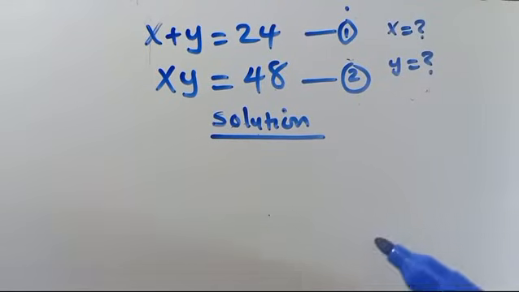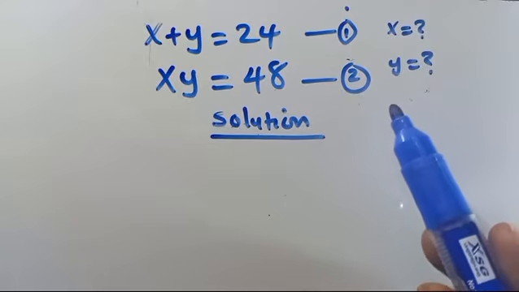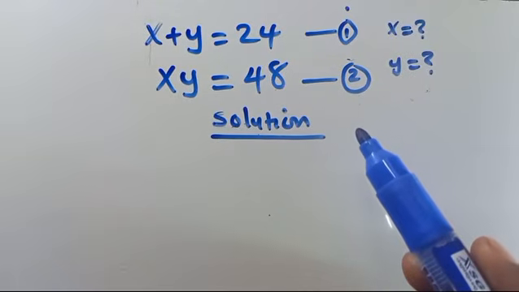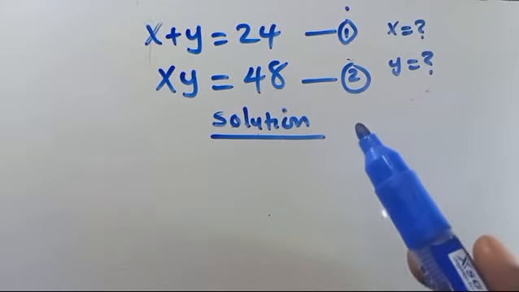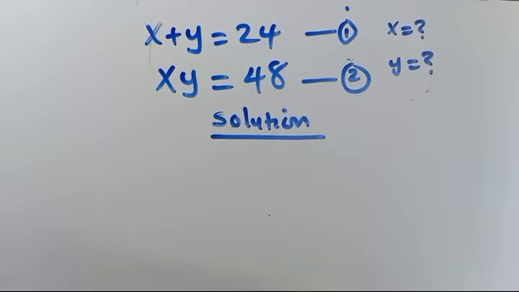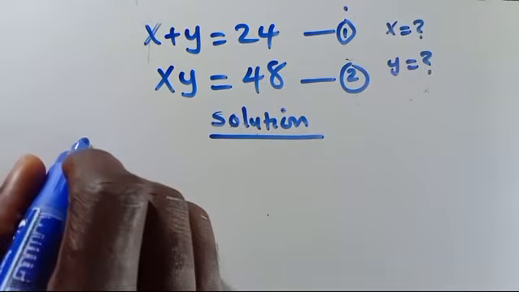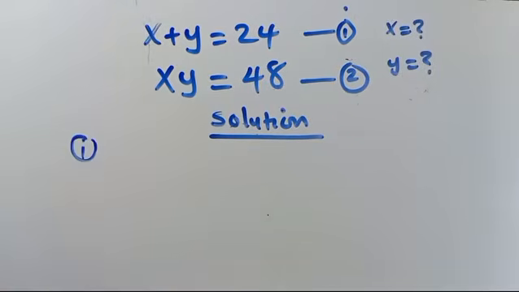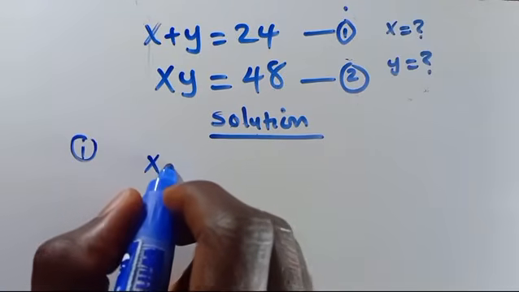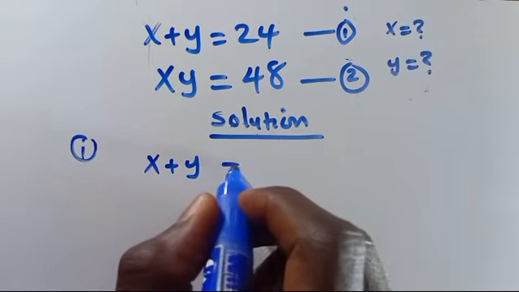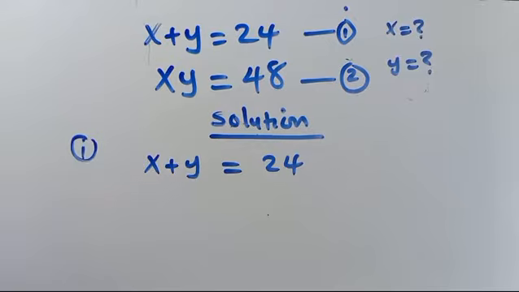In this video, we want to find the value of x and y given that we have these simultaneous equations 1 and 2. So to solve for the value of x and y, let us recall from equation 1. When we recall from equation 1, we have x plus y equals 24.